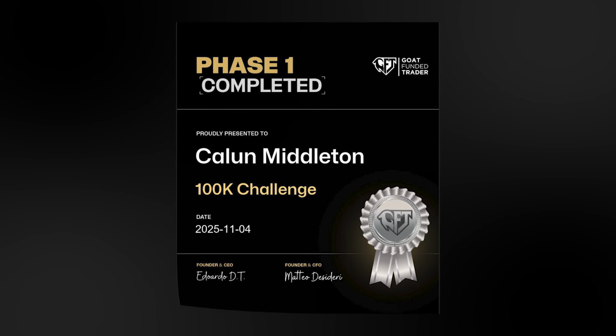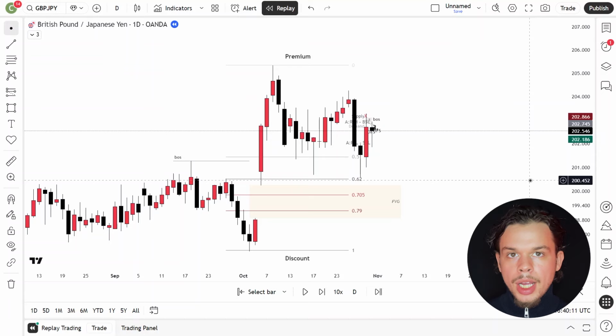So I'm now going to break down a classical sell day setup which I executed on my 100k GFT account to actually pass me the challenge. As you can see, I am now on the Great British Pound Japanese Yen, and we are now going to follow the exact trade checklist which I used to execute a high probability classical sell day setup.